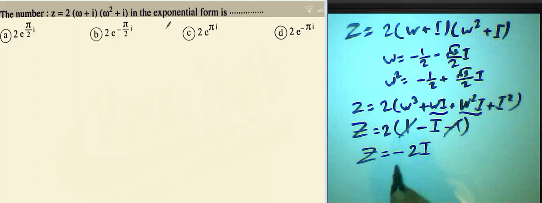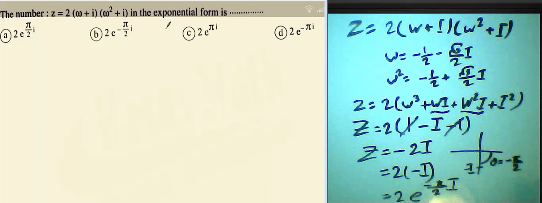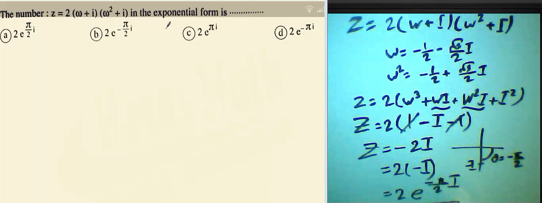Here we write z in the exponential form. Exponential form means writing the number like this. It will be 2 multiplied by negative i, and the angle theta equals negative pi over 2. So the result will be 2 multiplied by e power negative pi over 2 times i. Where is the result? Letter P.